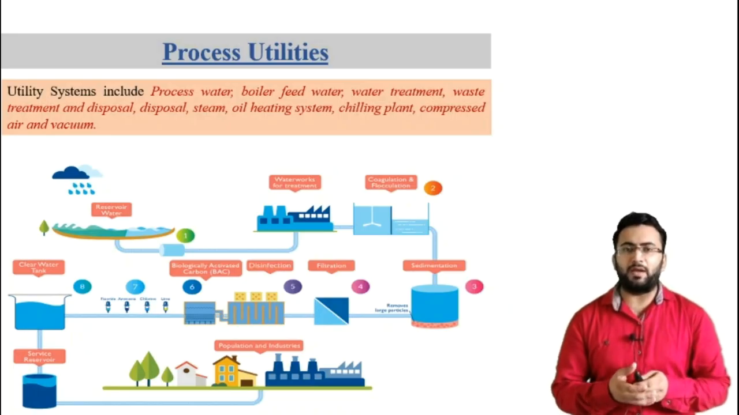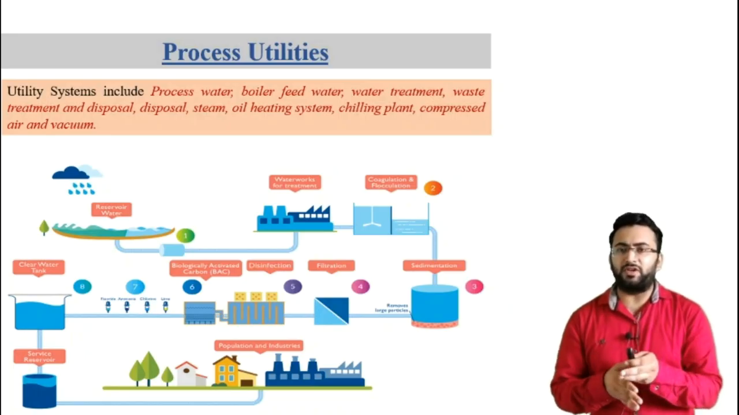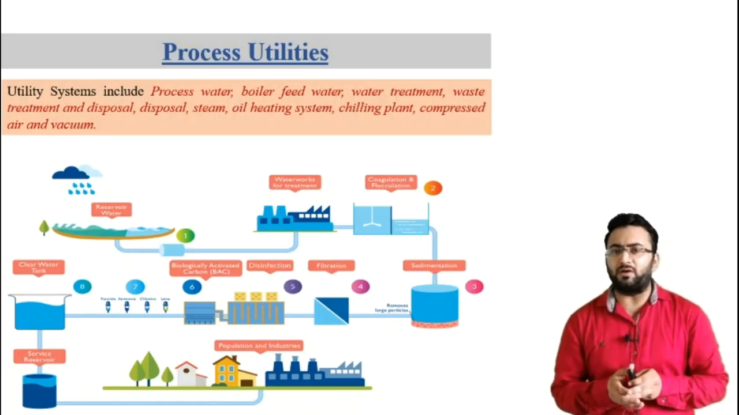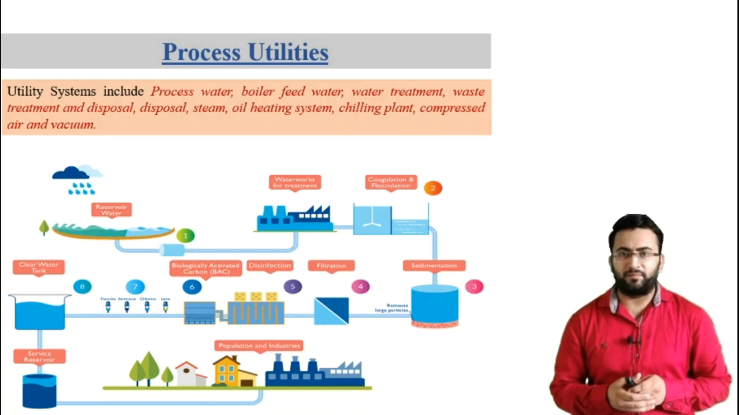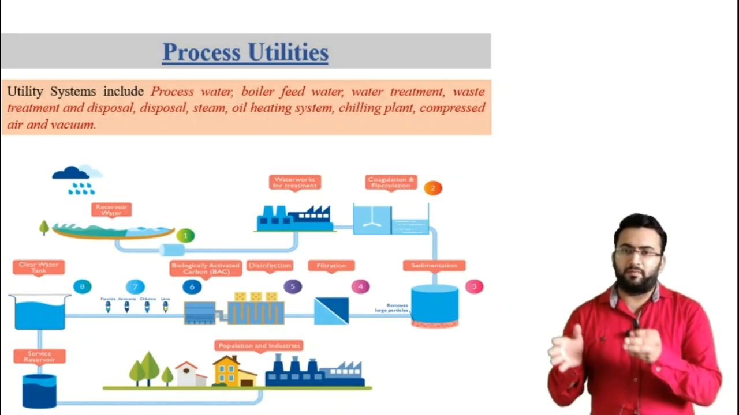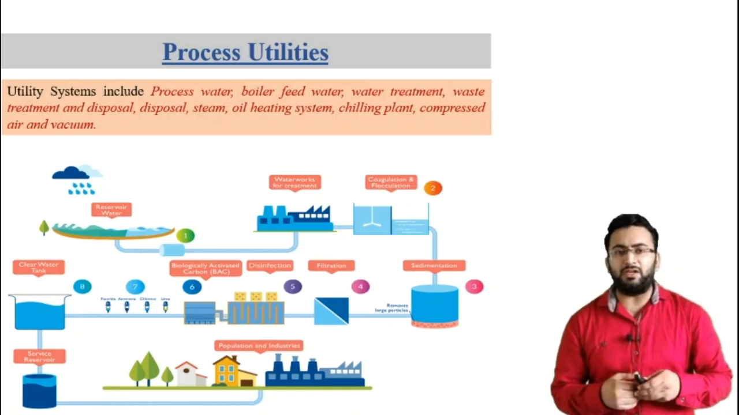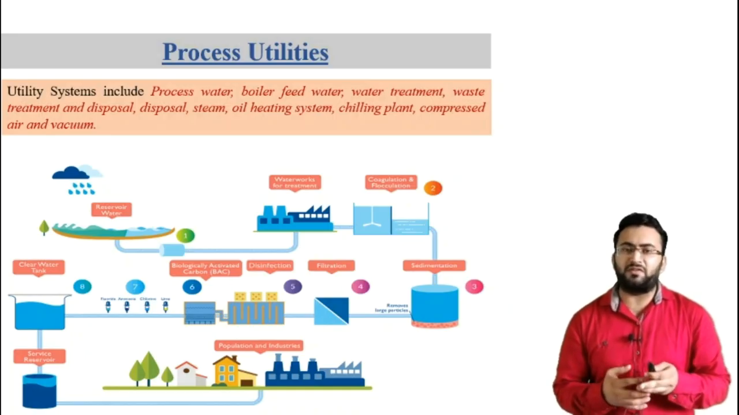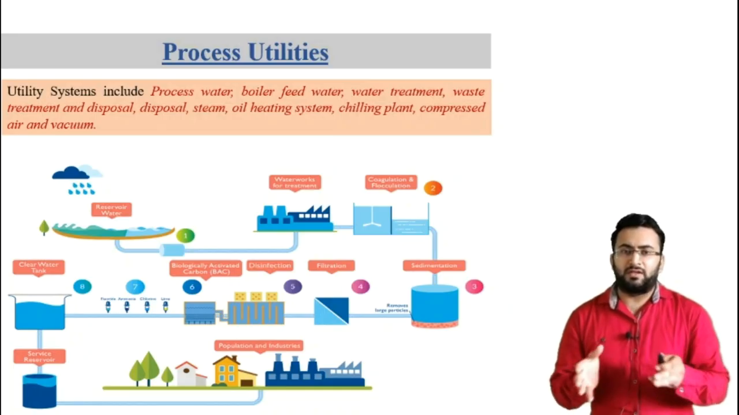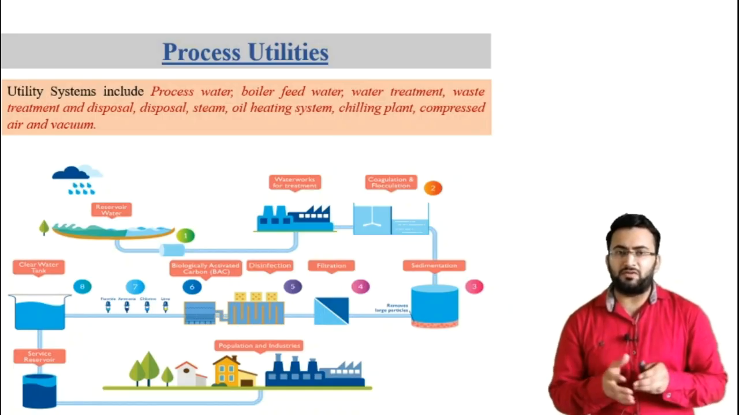So these are all types of equipment used in wastewater treatment, and wastewater treatment is a part of process utility. Then secondary treatment, which is also known as biological treatment. It's known as biological treatment because it uses microorganisms to remove organic material or organic waste from the water. So it's using microorganisms. That's why secondary treatment is also known as biological treatment.